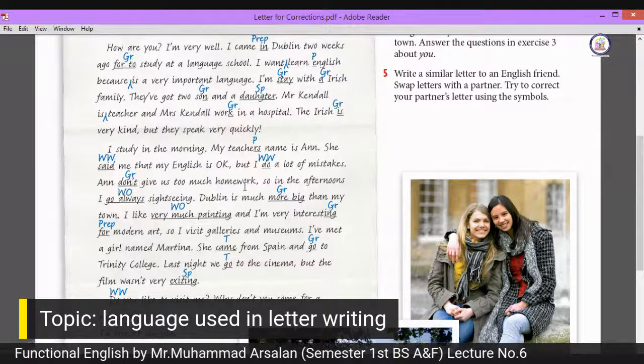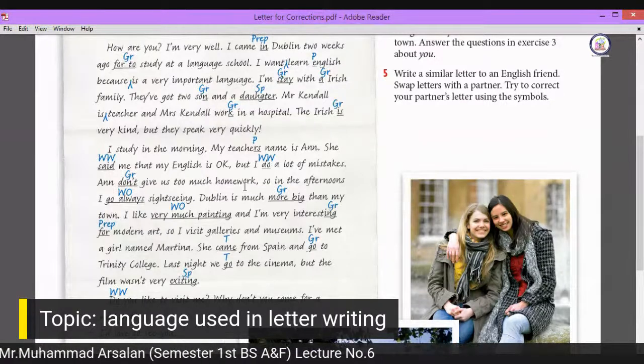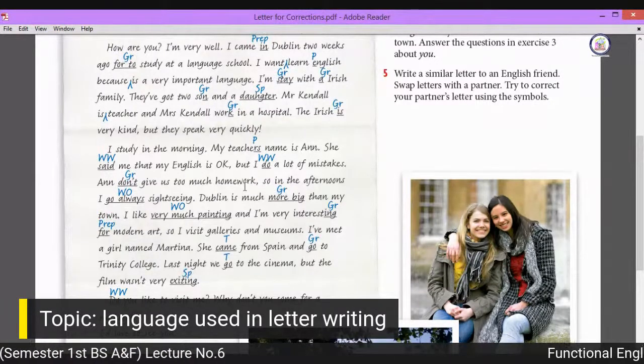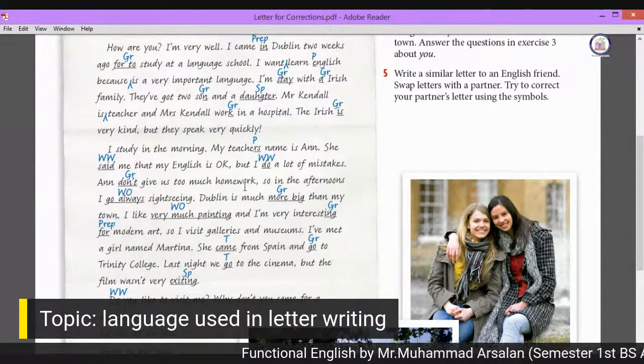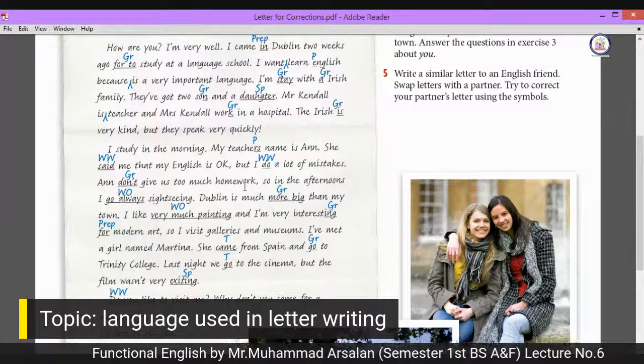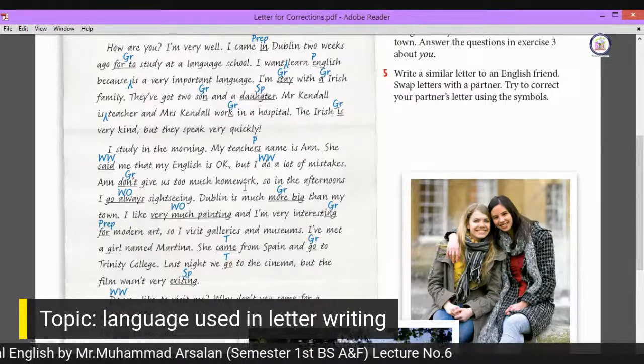So in the afternoons I go always नहीं, I always go. हमेशा adverbs जो होते हैं वो in front of verb आते हैं. तो ये यानी between subject and main verb आते हैं. So I always go sightseeing.